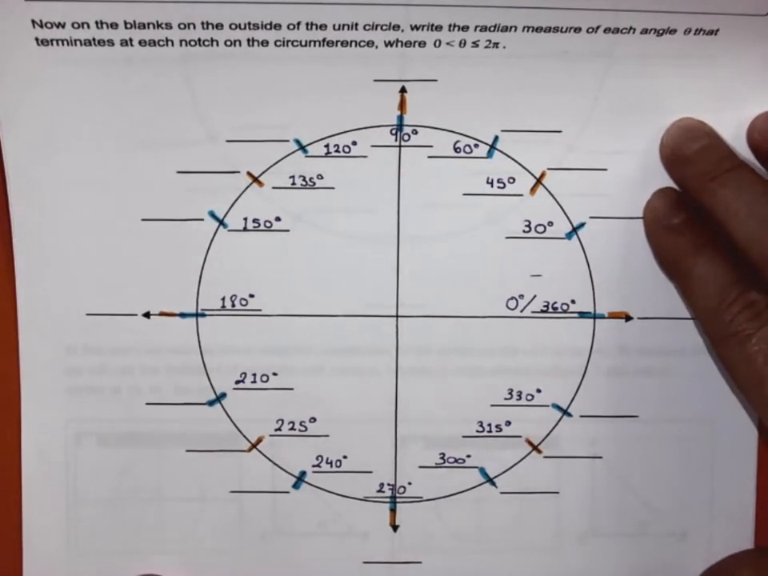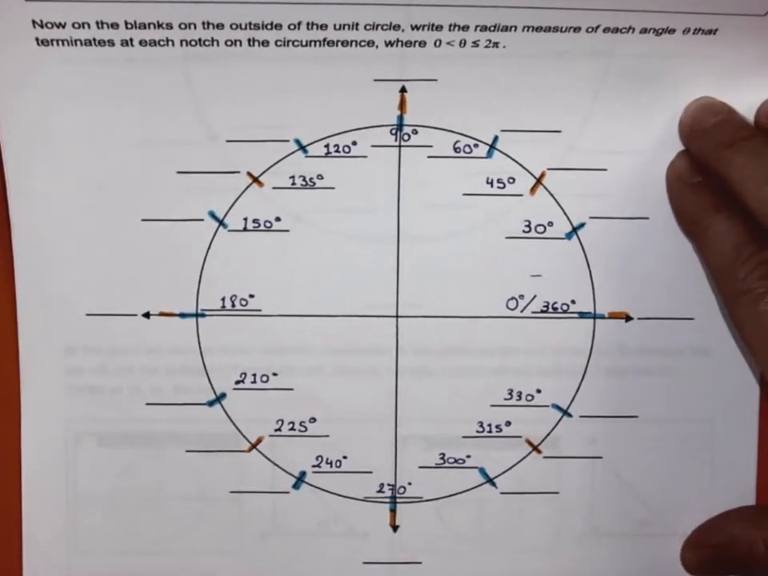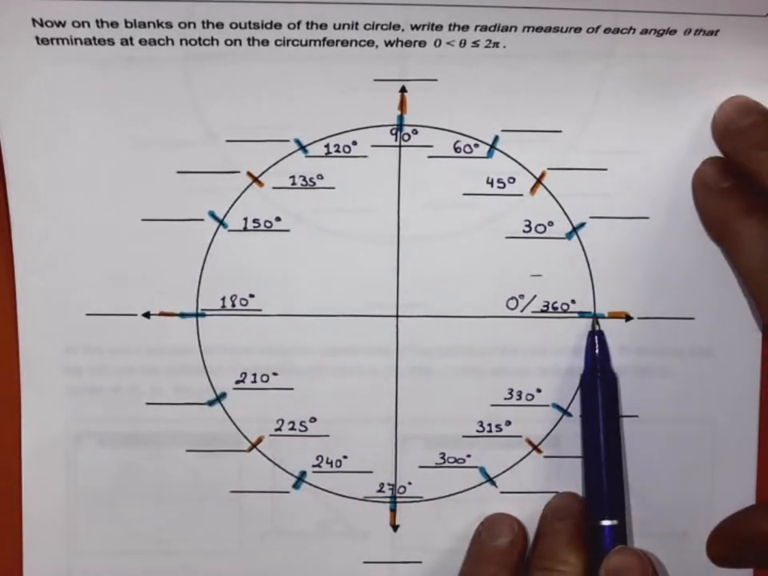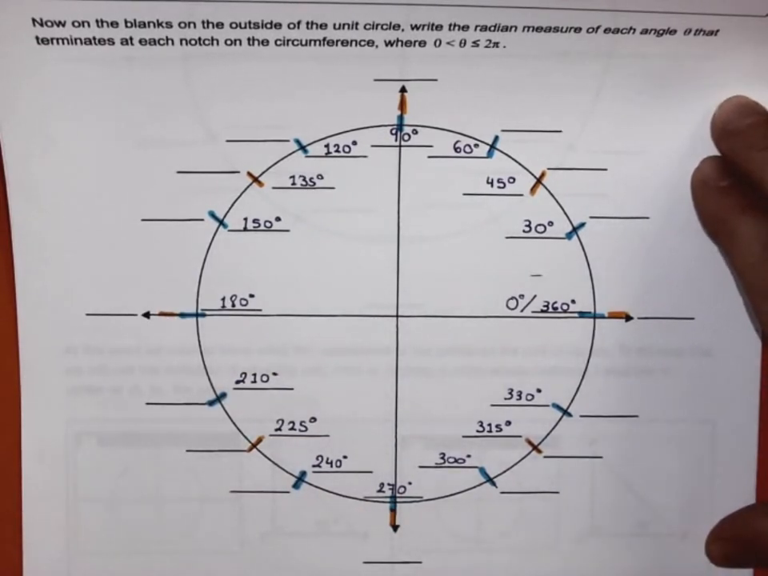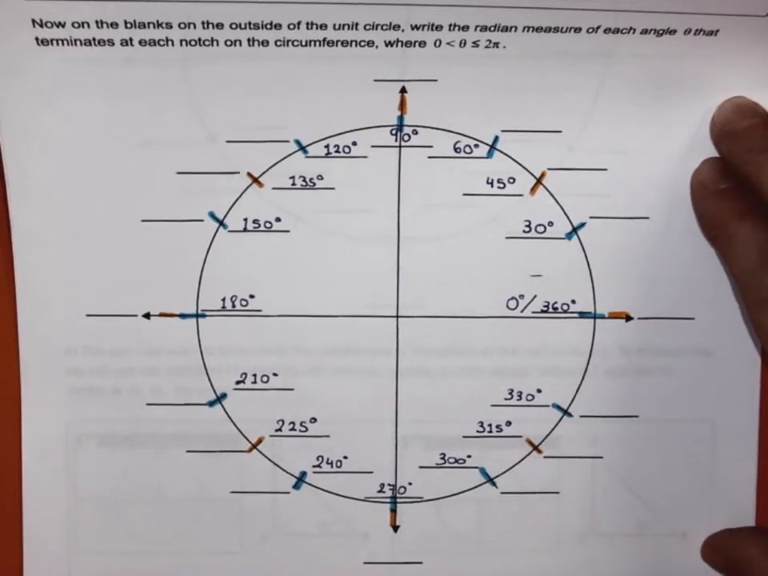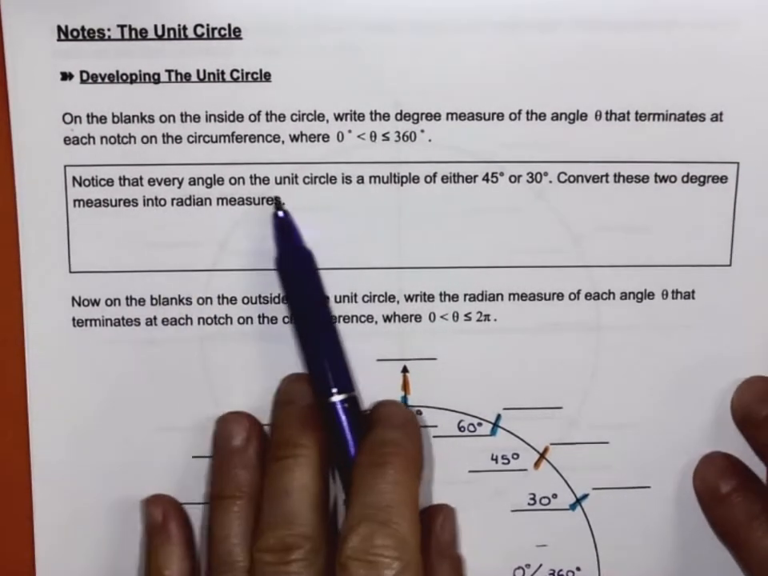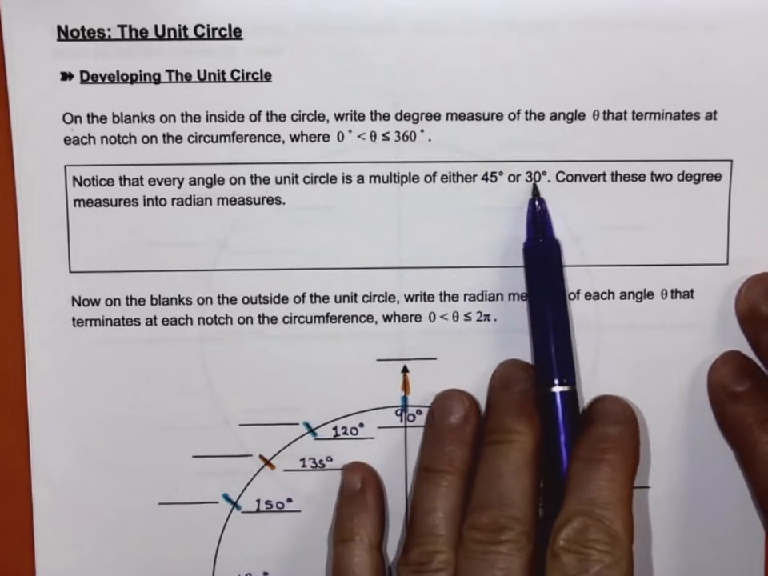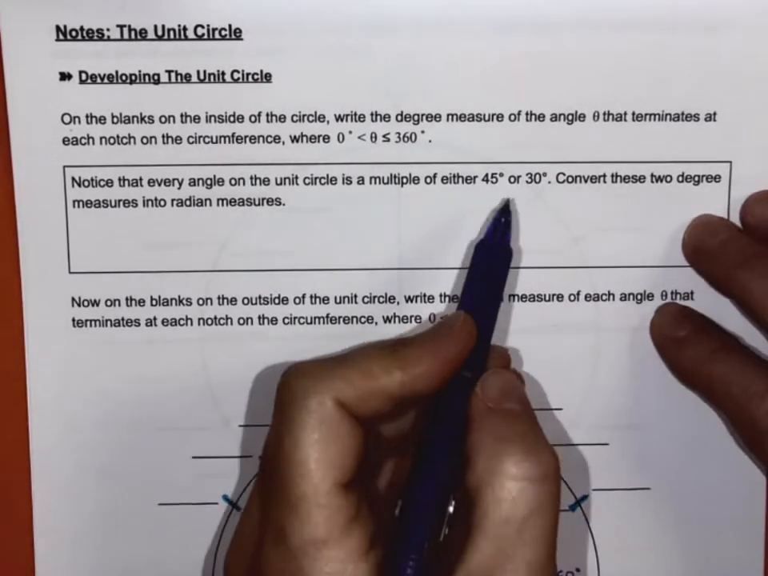By the way, what's a unit circle? It is a circle with a radius of 1 unit, right? Whatever that unit is, it's a 1 unit circle. Alright, so we are noticing that every angle is going to be a multiple of either 45 degree or 30 degree, right? So we're going to convert those into radians now.